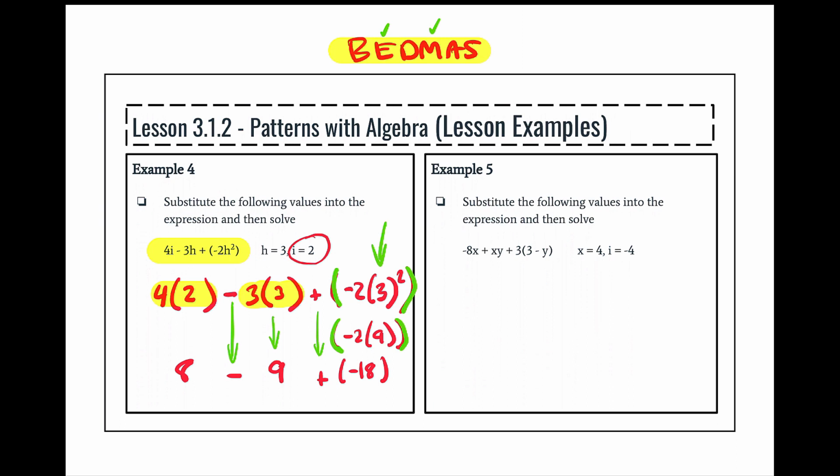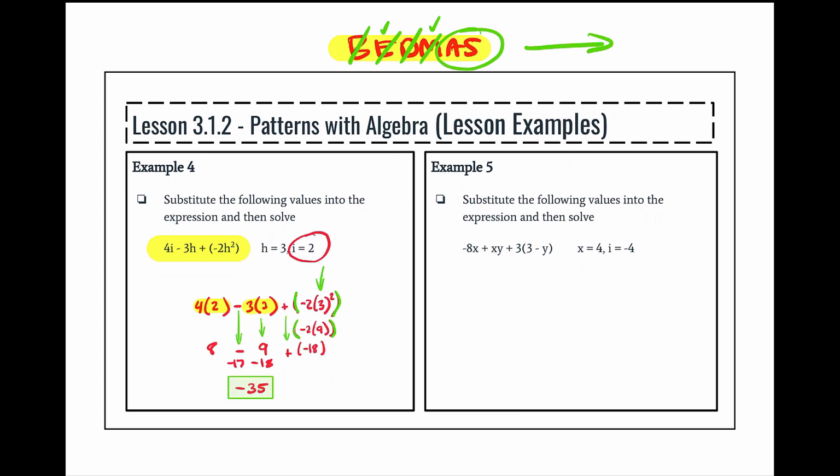Okay, now I've got 8 minus 9 plus negative 18, which is the same as just 8 minus 9 minus 18. So we have no more brackets, no more exponents, no more division and multiplication. We're on to addition and subtraction, which we do from left to right. So 8 minus 9 is negative 1. Negative 1 minus 18 is going to give us a negative 19.